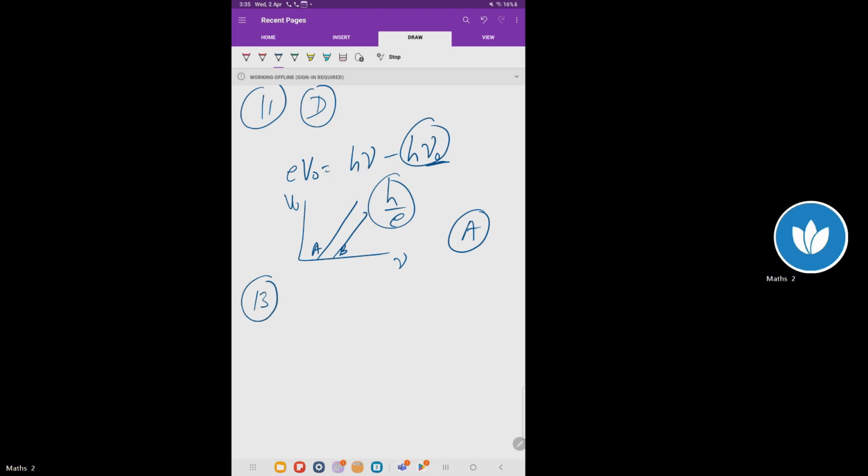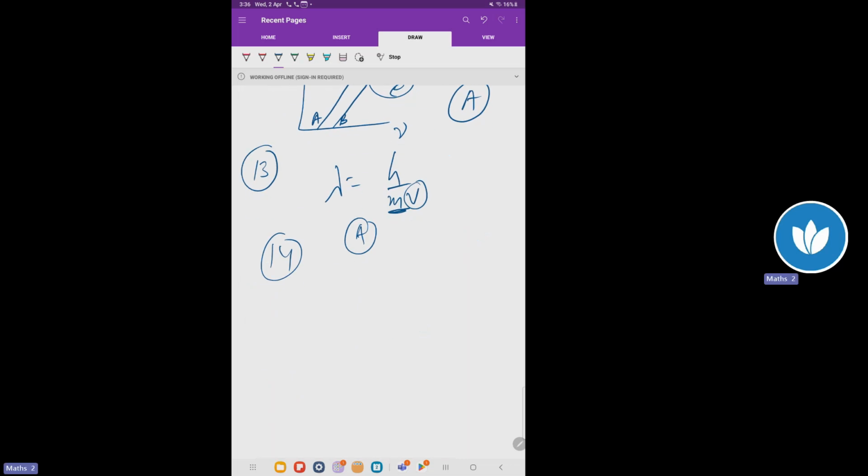13. Moving with the same velocity, which of the following has the longest de Broglie wavelength? De Broglie wavelength is h by p or h by mv. Velocity is same, so it depends on mass, inversely proportional to mass. For minimum mass, lambda is maximum. Beta particle means electron, mass is minimum, so lambda is maximum. Option A.